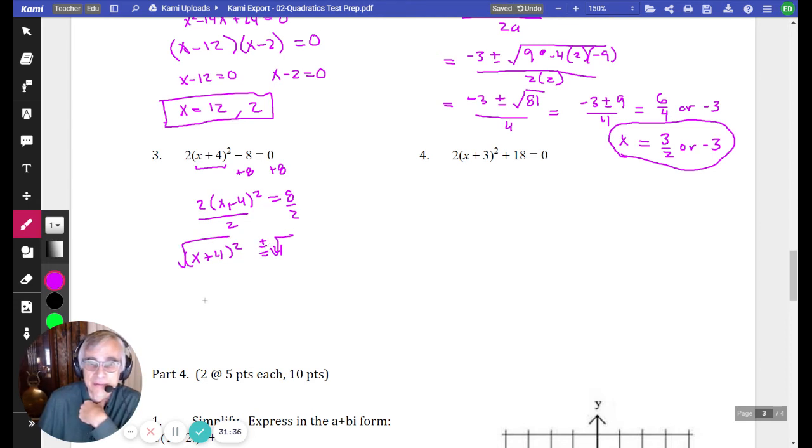Remember to do plus or minus. So we have x plus 4 equals plus or minus 2. So x equals negative 4 plus 2, negative 4 minus 2, equals negative 2 or negative 6.